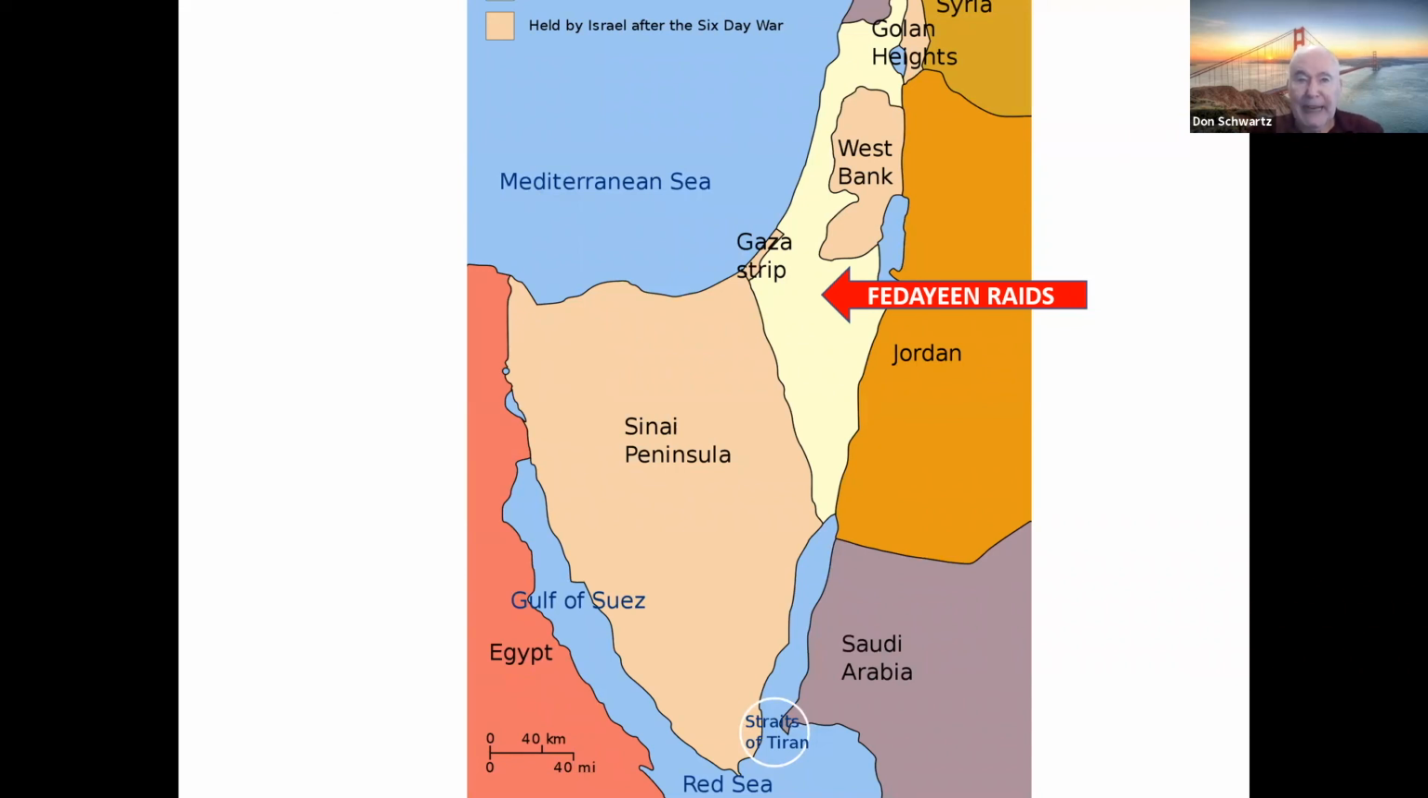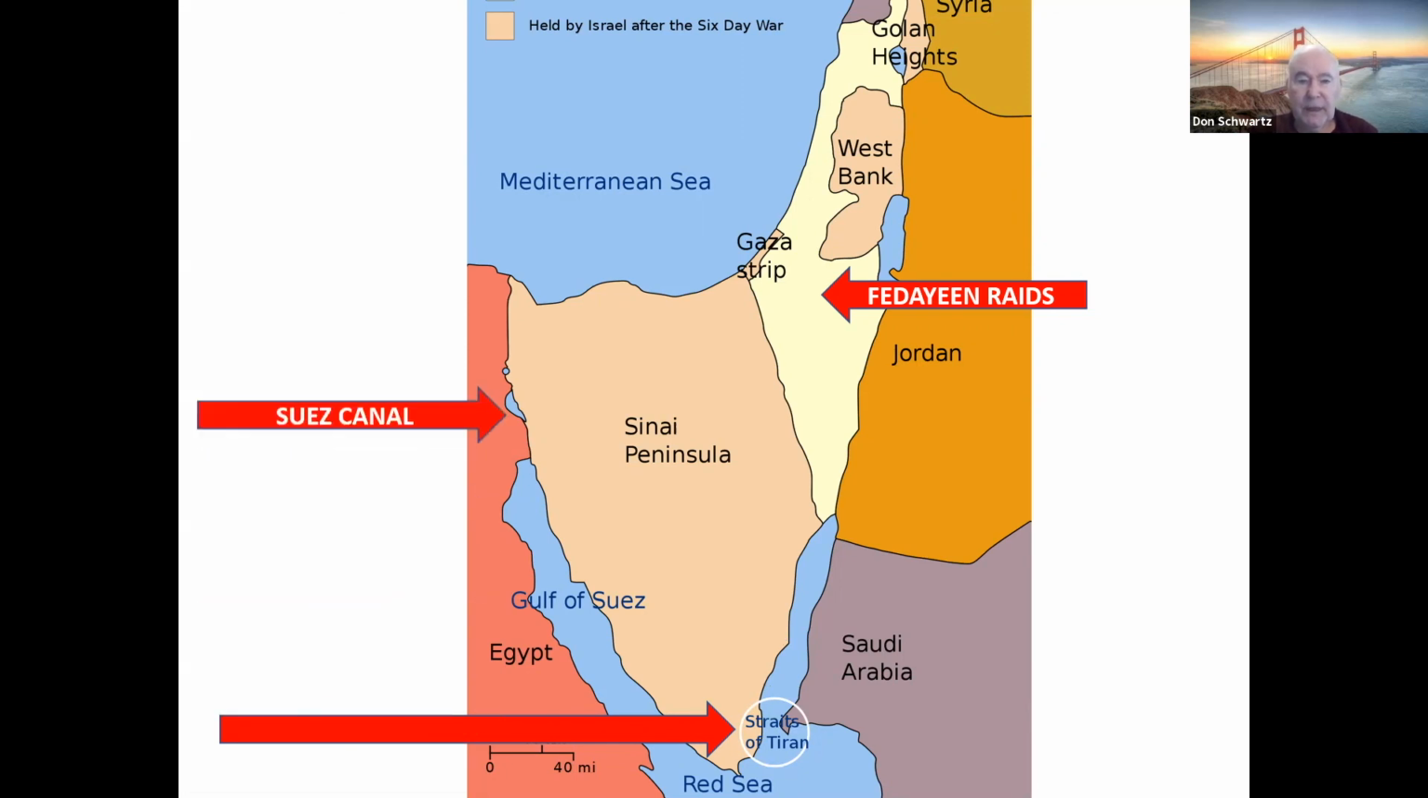In September of 1955, Nasser closed the Straits of Tiran, which cut Israel's access to the Red Sea. So by closing the Straits of Tiran, Israeli ships leaving the port of Eilat could no longer gain access to the Red Sea. And then in 1956, Nasser nationalized the Suez Canal.